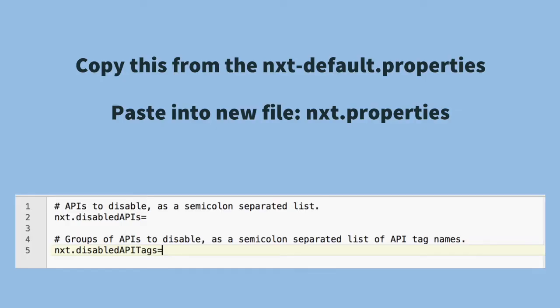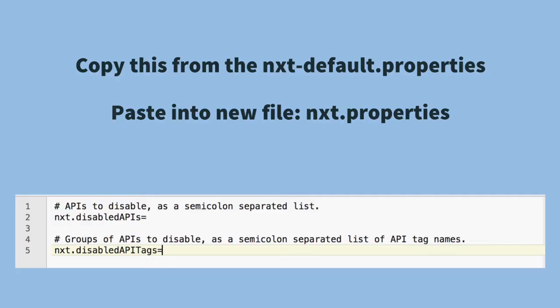Well, I'm going to go back out to my project folder. I'm going to navigate to the conf, C-O-N-F directory. And inside that, I see the NXT default.properties file. We don't ever want to touch that. That could really mess things up.